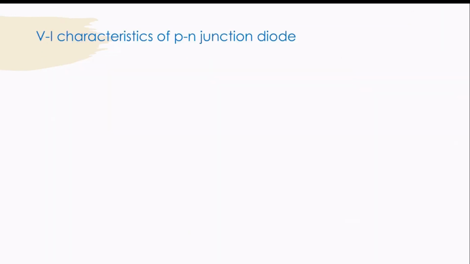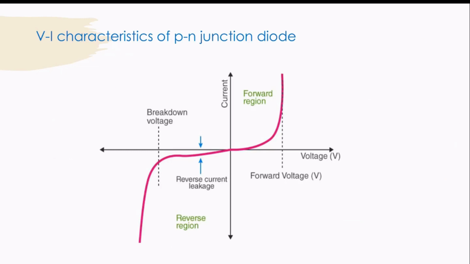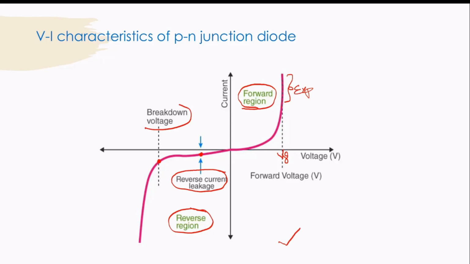Now let us see the overall VI characteristics of the PN junction diode. This is the overall representation of the VI characteristics of the PN junction diode, in which this is the forward region characteristics curve and this is the reverse region characteristics curve. This is the cut-in voltage V gamma, and after this cut-in voltage the current increases exponentially. This is the reverse current leakage point, and this is the breakdown voltage or the knee voltage of the PN junction diode, and after this breakdown voltage the reverse current increases exponentially. So this is how we can plot the VI characteristics of the PN junction diode in both the forward and the reverse bias conditions.